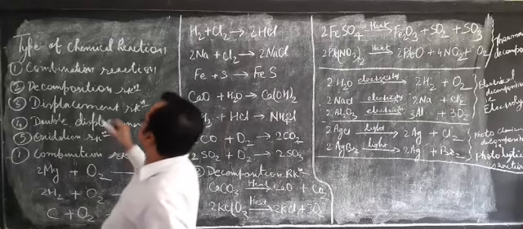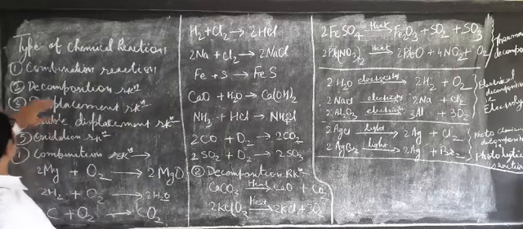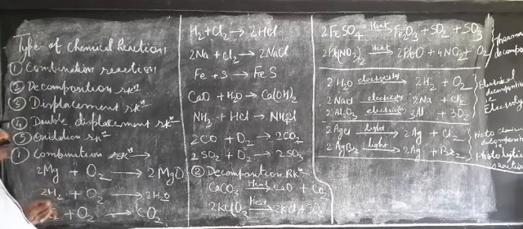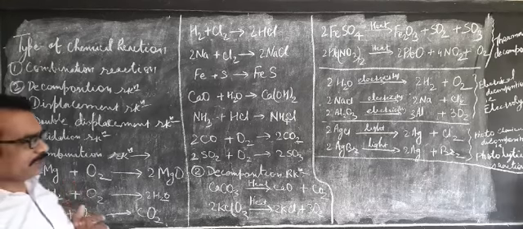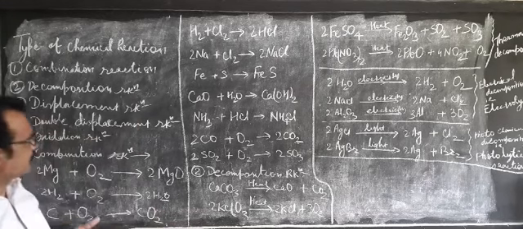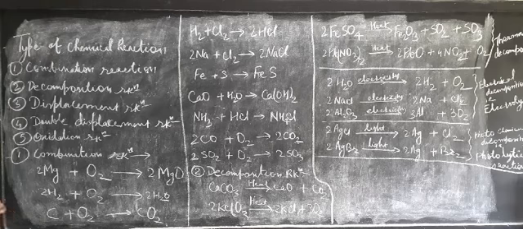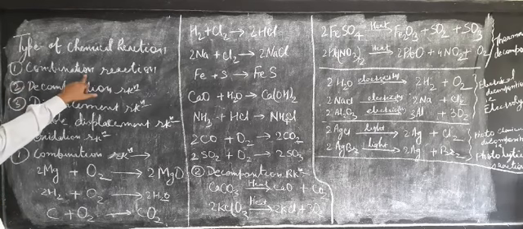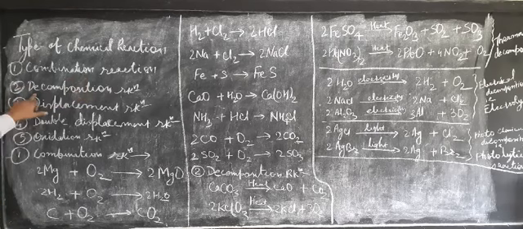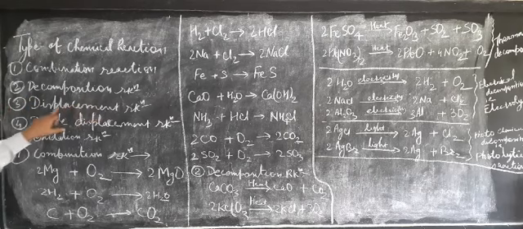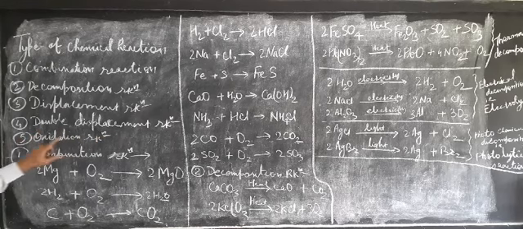Today I will discuss the types of chemical reactions. We have discussed the chemical reaction, balancing the chemical reaction, and how the chemical equation can be made more informative. Now we will discuss the types of chemical reaction. So what are the types of chemical reactions? The first is the combination reaction. Second, decomposition reaction. Third, displacement reaction. Fourth, double displacement reaction. And fifth, oxidation reaction.